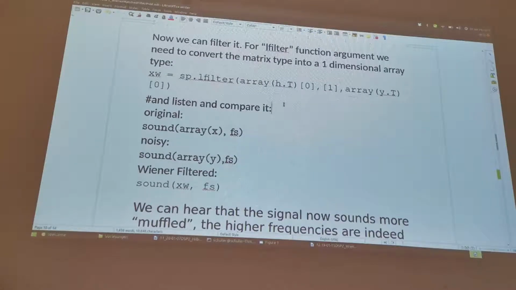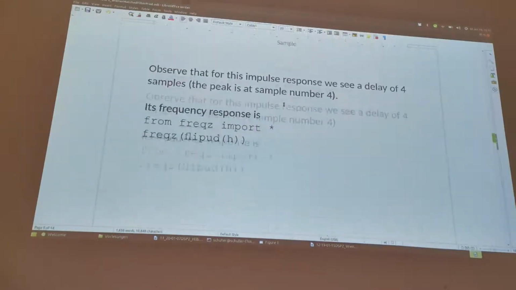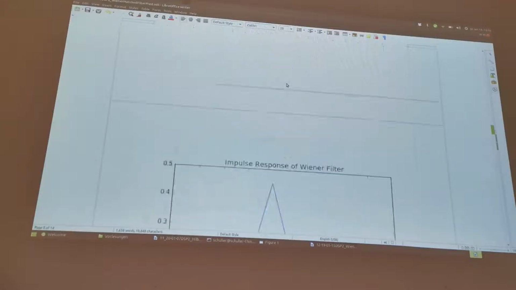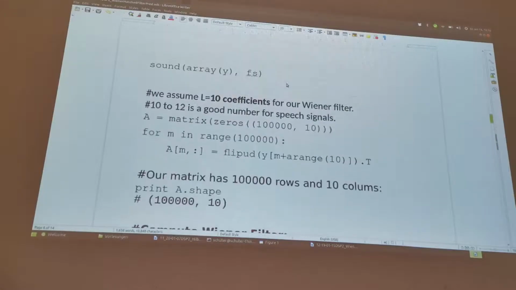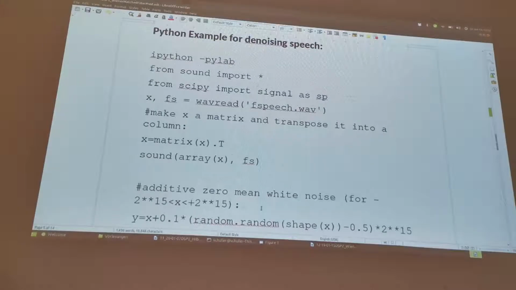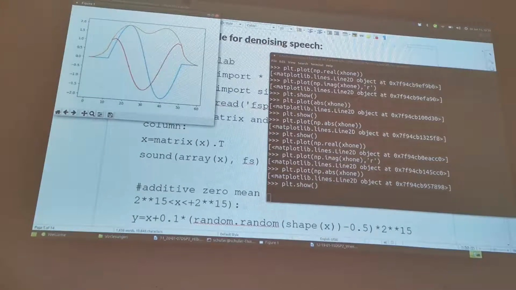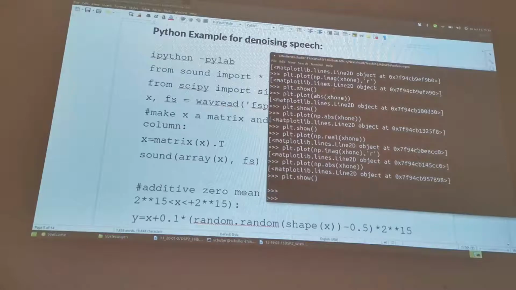Yeah. So now we can listen to it. But for that, I first need to compute the filter. So I need to go back to code that computes the Wiener filter, which was up here. Right, so I need to start my Python. Let's close this window here. Quit.